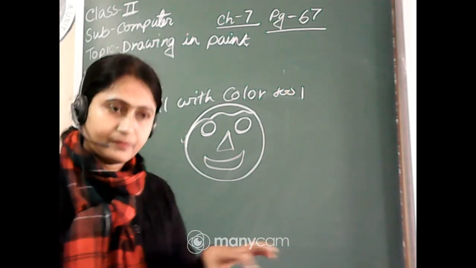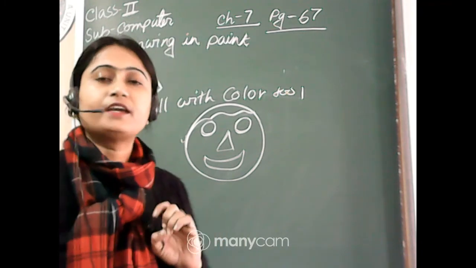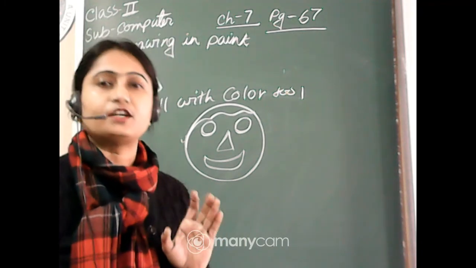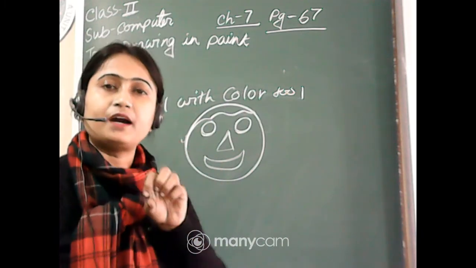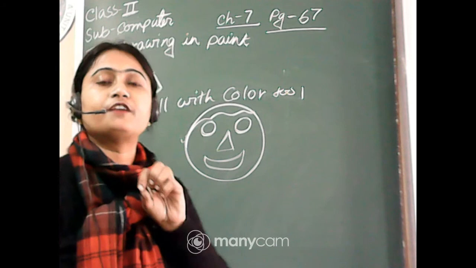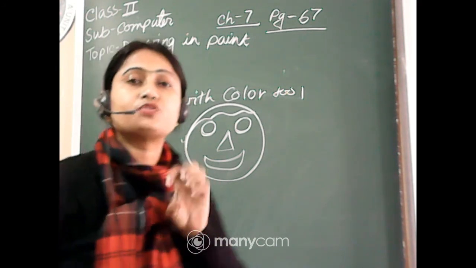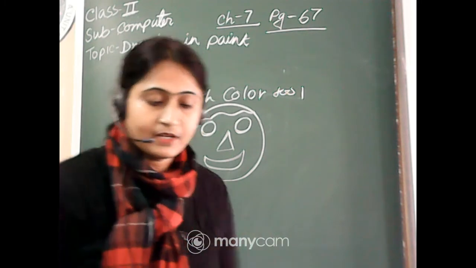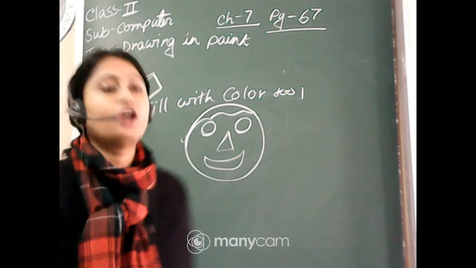No gap will be there. If there is any gap in this particular picture, we cannot apply the fill with color tool. In which portion, in which part we want to apply the fill with color tool, that shape should be closed. No gap should be there. So the fill with color tool is used to fill color in an object.